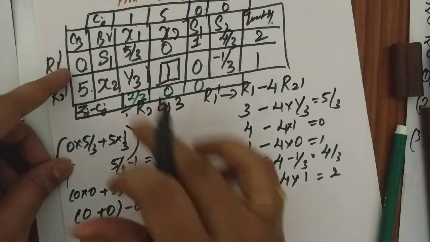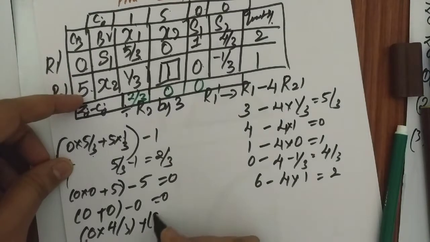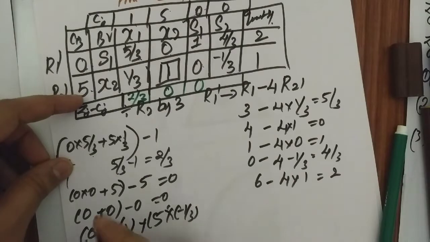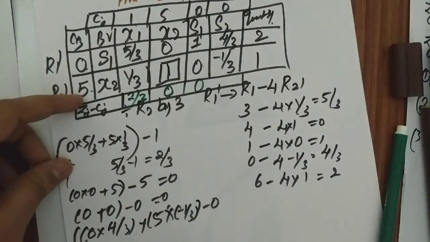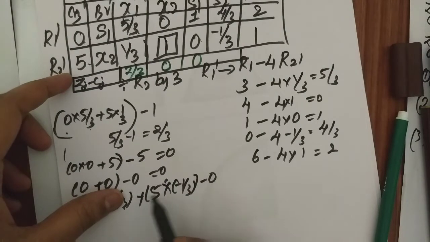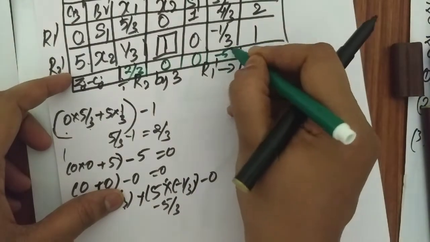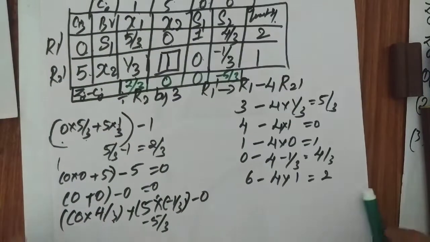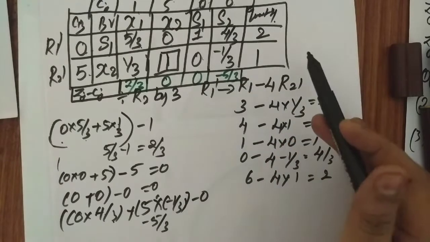Next. 0 into 4 by 3 plus 5 into minus 1 by 3. This product has to be subtracted with the Cj, which is 0. So multiply it. 0 into 4 by 3 is 0. Plus into minus is minus. So minus 5 by 3. So that will enter here. Minus 5 by 3. So this is the simplification for your second table.